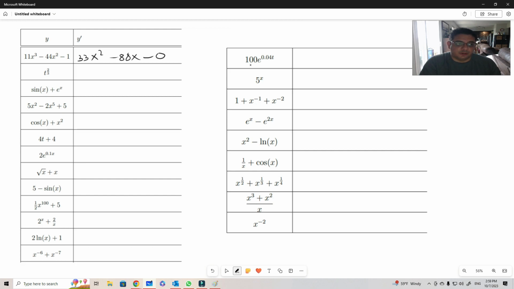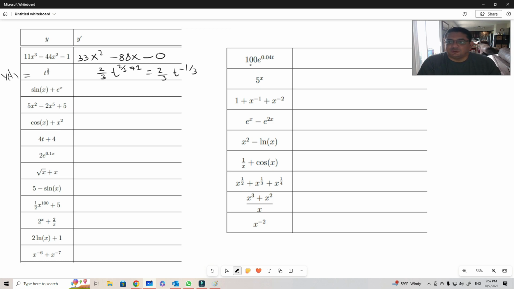This t to the 2/3 means that we're using a different variable. That's the only thing. So we're taking a derivative with respect to t. So this will be 2/3 t to the 2/3 minus 1. And so that's just going to be t to the minus 1 over 3. Okay. Of course, in here, I am assuming that this is a function y of t equals this. Okay.